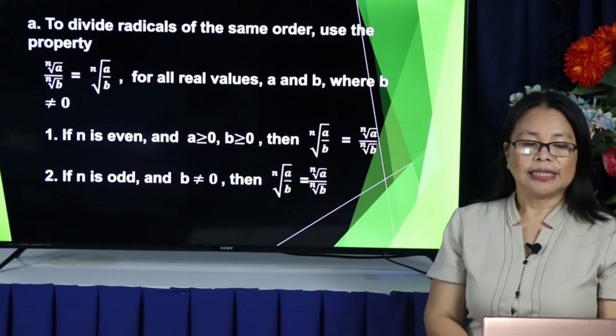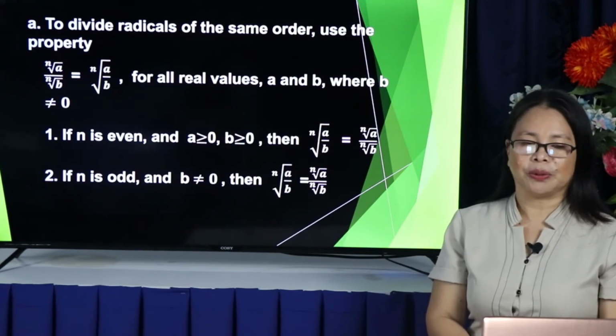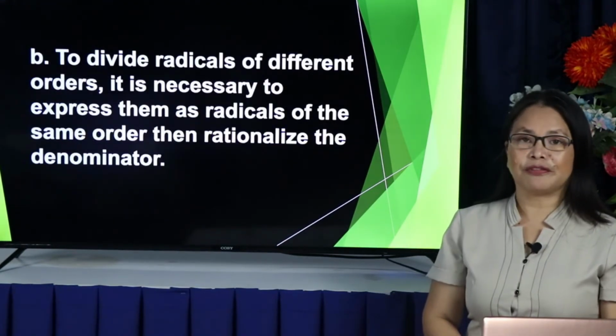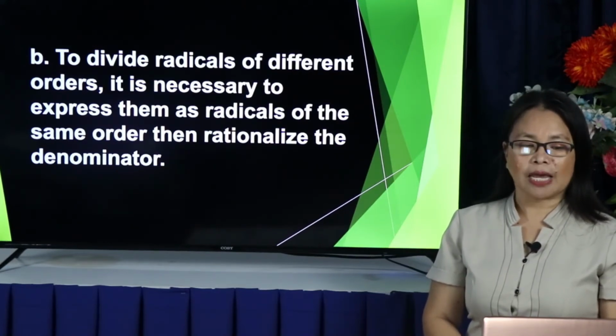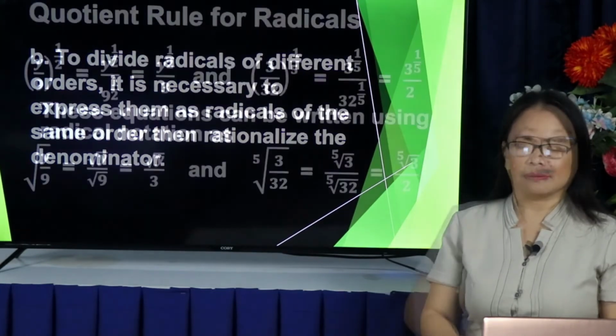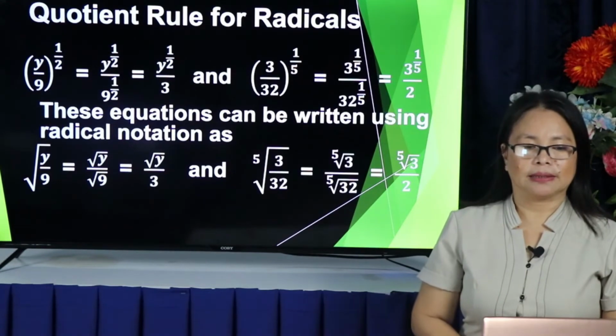Number 2, if n is odd and B is not equal to 0, then the nth root of A over B is equal to the nth root of A over the nth root of B. To divide radicals of different orders, it is necessary to express them as radicals of the same order, then rationalize the denominator. Quotient rule for radicals.